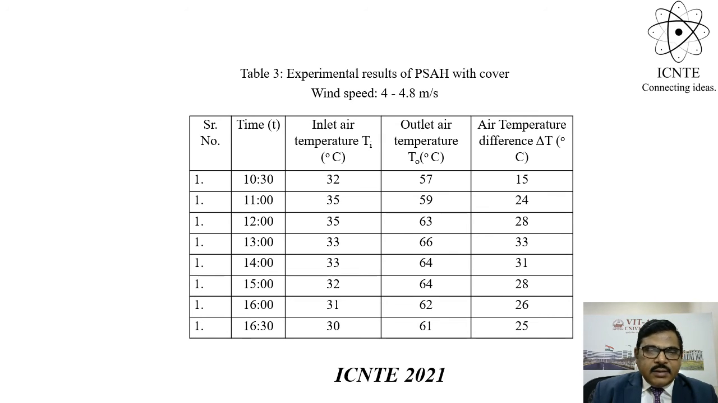As usual, but here in this case at 1 o'clock, you can see the maximum temperature rise, that is around 33 degrees centigrade. On a specific day, the rise in temperature at 1 o'clock is very high. Then afterwards, slowly it is diminishing. The air entered at 33 and is coming out at 66 degrees centigrade. The rise in temperature is 33 degrees centigrade, which is quite significant.